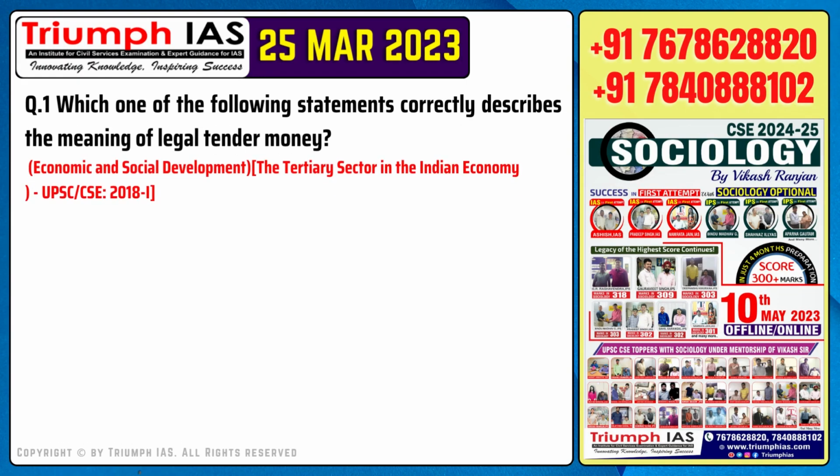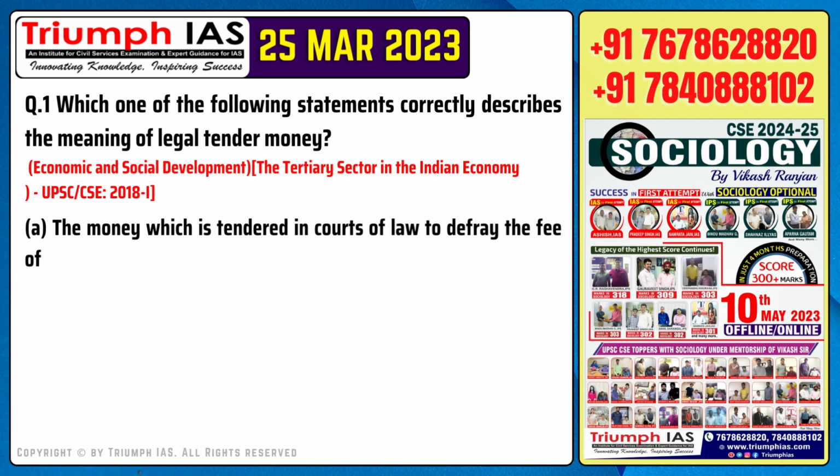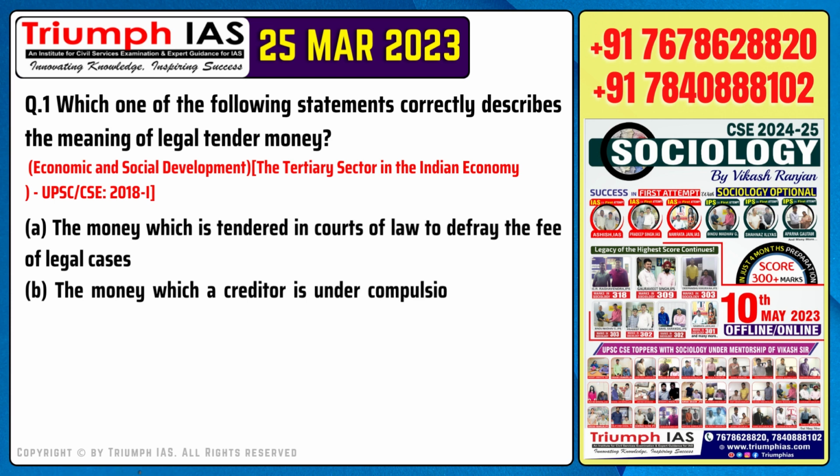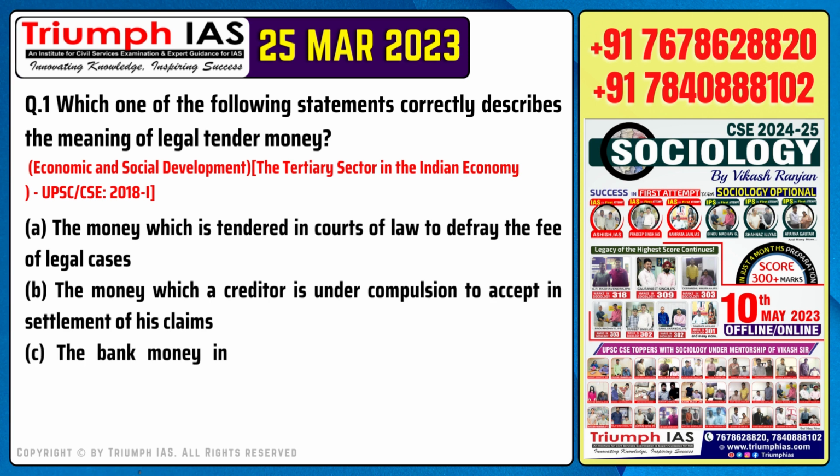Question number 1. Which one of the following statements correctly describes the meaning of legal tender money? Option A. The money which is tendered in courts of law to defray the fee of legal cases. Option B. The money which a creditor is under compulsion to accept in settlement of his claims. Option C. The bank money in the form of checks, drafts, bills of exchange, etc. Option D. The metallic money in circulation in a country.